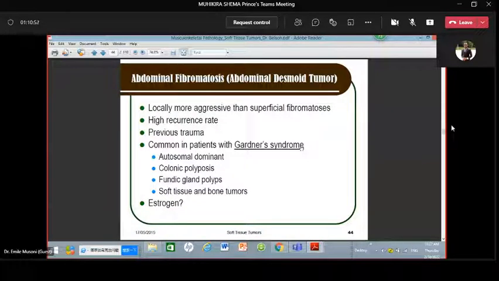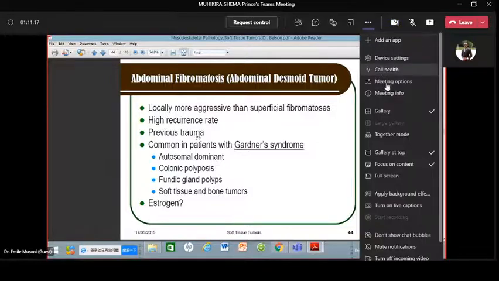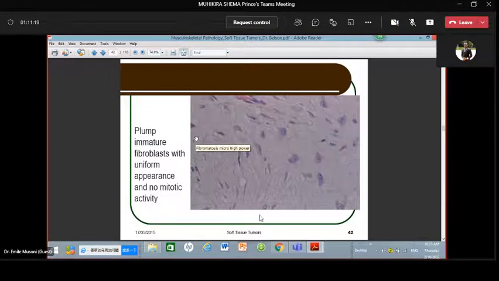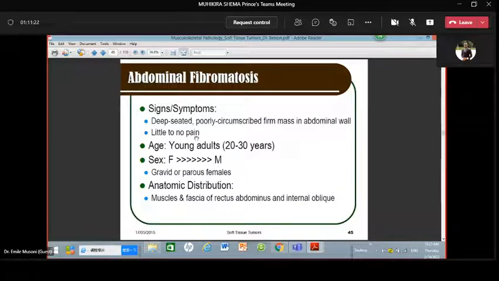Abdominal fibromatosis or abdominal desmoid tumor is locally more aggressive than superficial fibromatosis, with high recurrence. They say previous trauma, but it is not a rule. Some patients have Gardner syndrome, which is the autosomal dominant chronic polyposis; these are the genetic factors. They say also about the estrogen, but we're not sure.